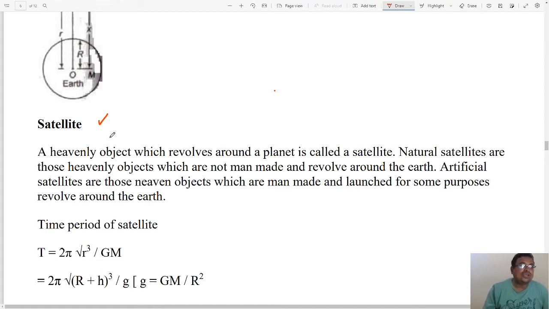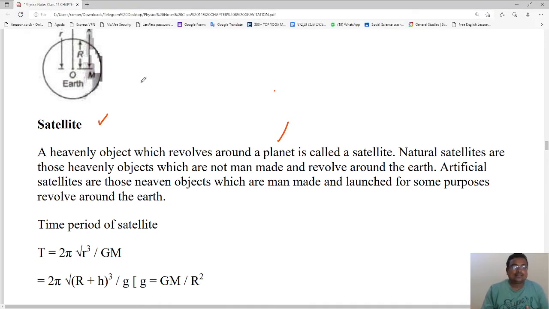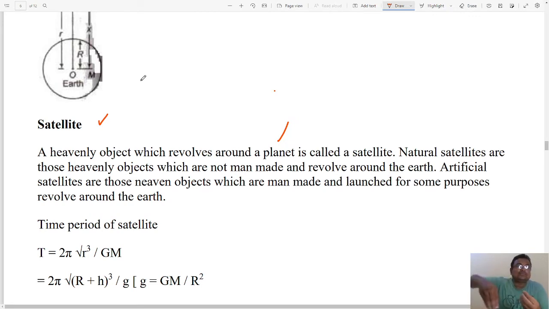A celestial object, a heavenly object, that revolves around the sun is called a planet. The celestial object, the heavenly object, that revolves around a planet is called a satellite. Natural satellites are heavenly objects which are not man-made. Artificial satellites are heavenly objects made by man and launched for some purpose.